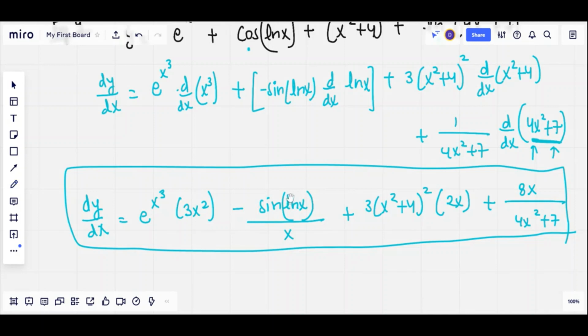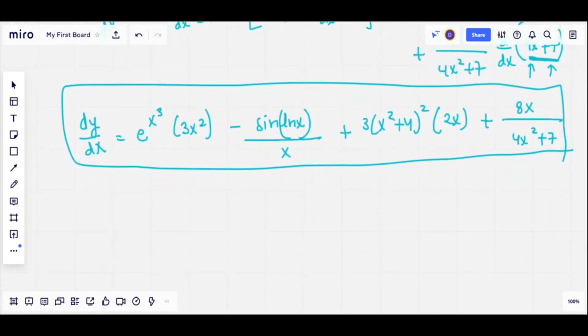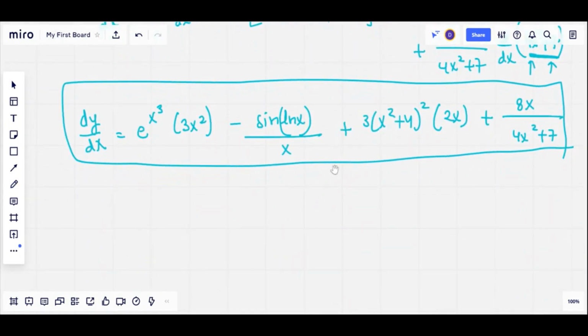So these are a couple of examples which might help you to understand the concept of chain rule better, and the theory is all included in the blog.